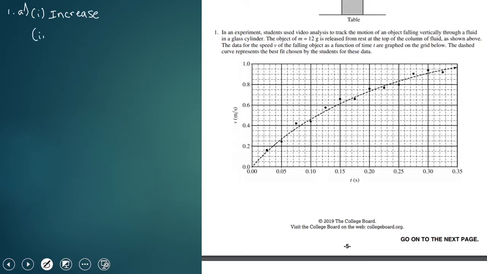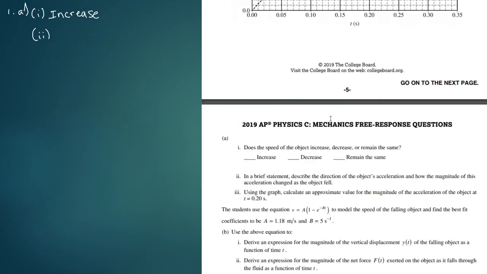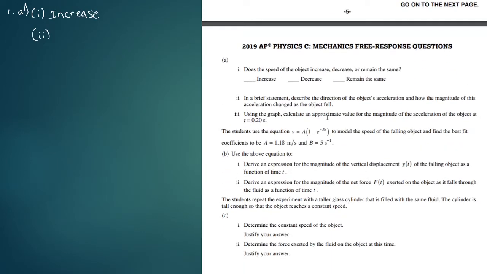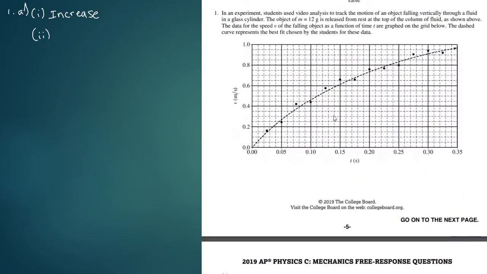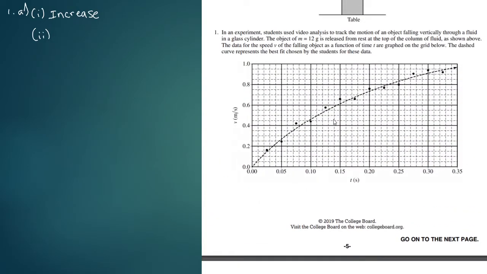All right, part 2. So part 2 says, in a brief statement, describe the direction of the object's acceleration and how the magnitude of this acceleration changes as the object fell. All right, so what do we know? Well, we know that the object is falling, so it's moving downwards, and so the velocity must be pointing downwards. We also see that because the speed is increasing, the magnitude of velocity is increasing, and keep in mind this can only happen if the velocity vector and the acceleration vector are pointing in the same direction. And so because of that, we know that the acceleration is downwards.